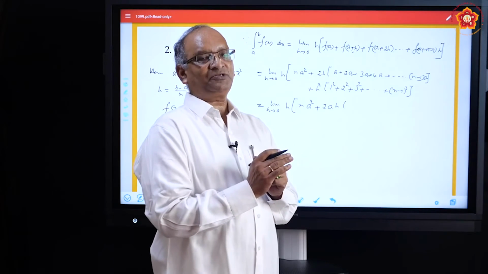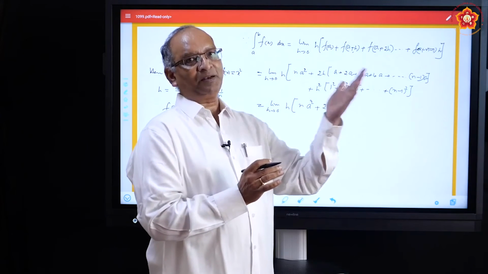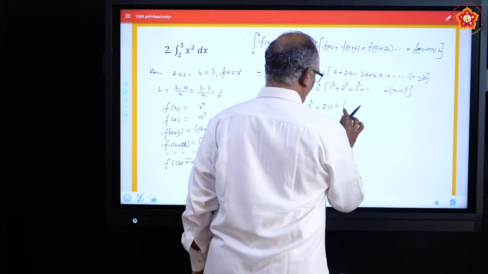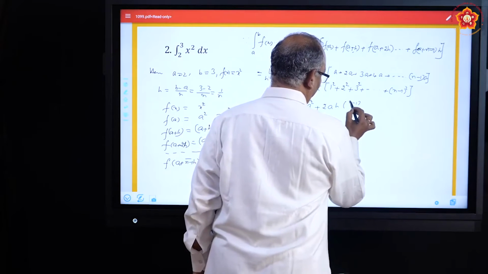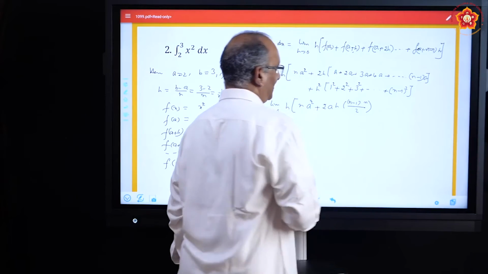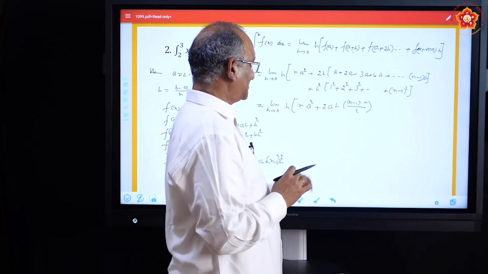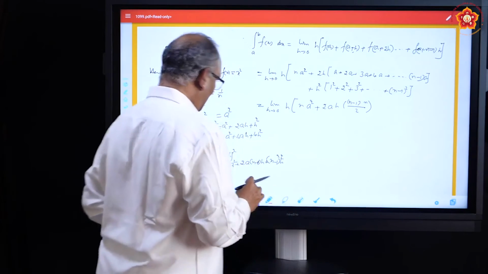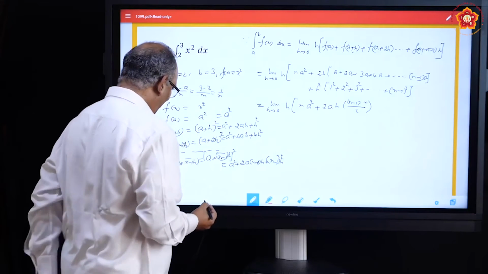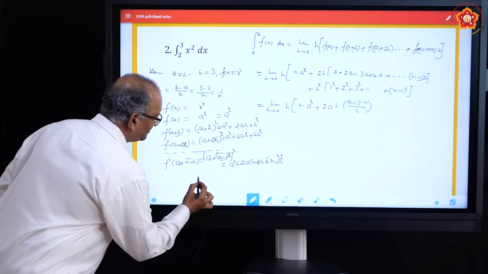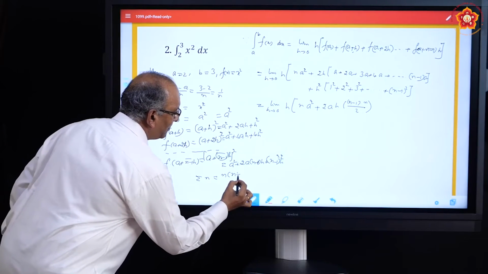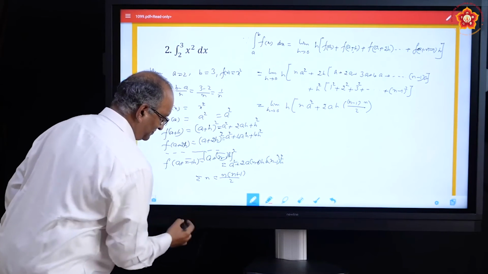What is the sum of n natural numbers? n into n plus 1 by 2. Replace n with n minus 1. So you will have n minus 1 into n by 2. So that is the sum of all those terms. Come to this. You should know this formula, since we are using it. What are the formulae we are using? We are using sigma n is n into n plus 1 by 2.